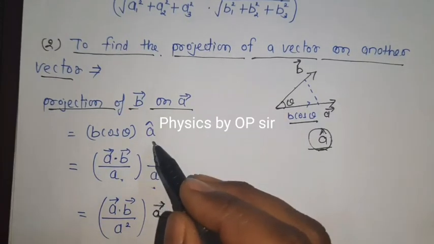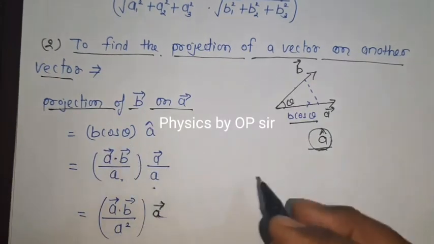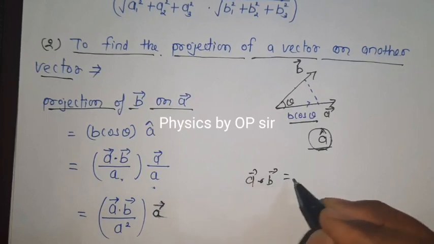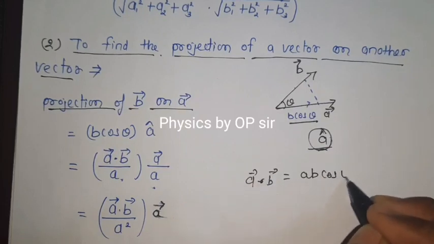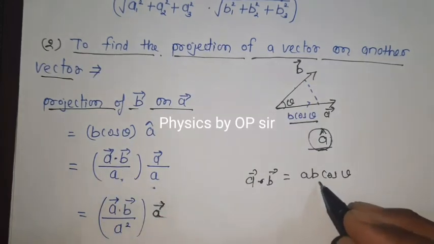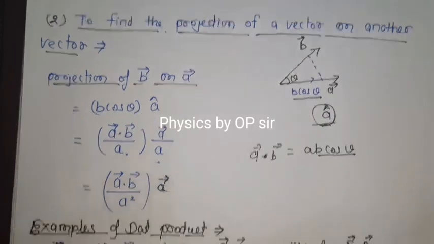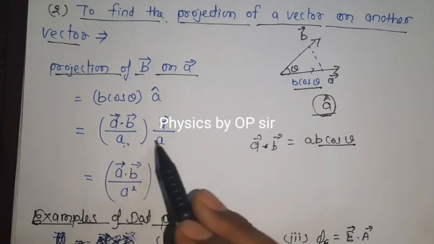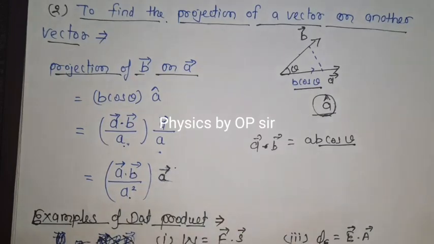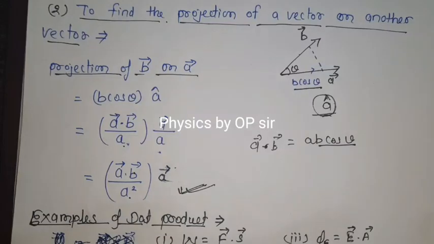Now the unit vector is written as a vector upon a, we all know. b cos theta comes from the formula a dot b equals ab cos theta. From this formula we get b cos theta equal to a dot b upon a. Now when we solve this, this is a magnitude and this is also a magnitude, so it comes a square in the denominator, with a dot b times the a vector. So in this way we can find the projection of any vector on another vector.